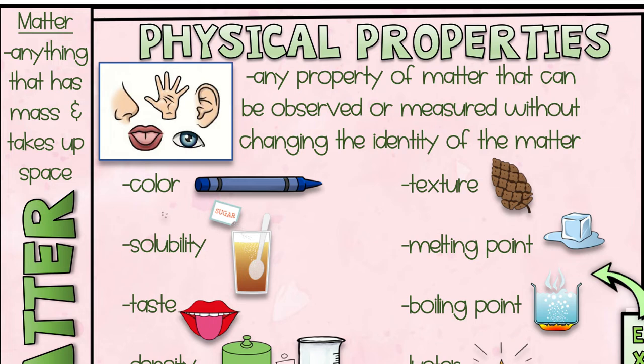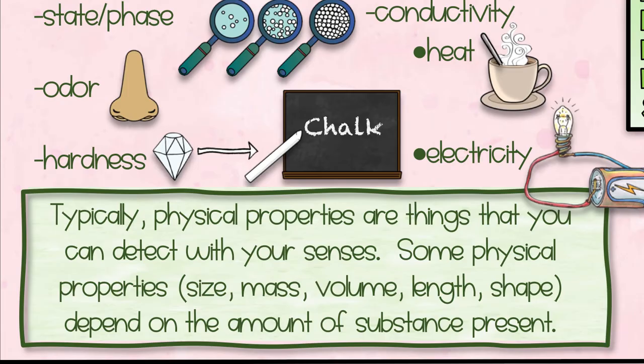Let's consider physical properties. A physical property is any property of matter that can be observed or measured without changing the identity of the matter. Typically, physical properties are things you can detect with your senses, such as sight, smell, taste, touch, or hearing. Some physical properties, like size, mass, volume, length, and shape, depend on the amount of substance present. Others, like density, do not.